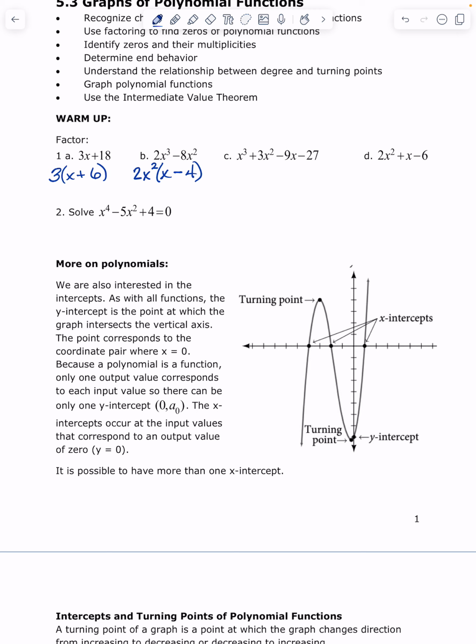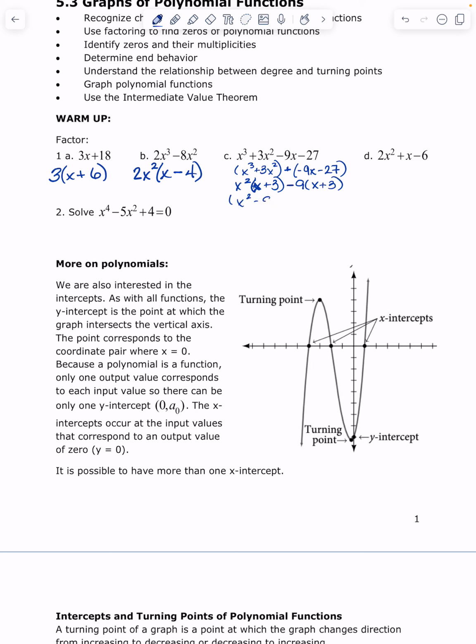C, I have 4 terms, so I am going to start by grouping. I'm going to group the first 2 together. I want to make sure I put a plus between them so I don't mess up my signs. And I'm going to attach that minus to the 9x, negative 9x minus 27. I can factor an x squared out of the first 2. That gives me an x plus 3. I'm factoring a minus 9 out of the second 2. That gives me an x plus 3.